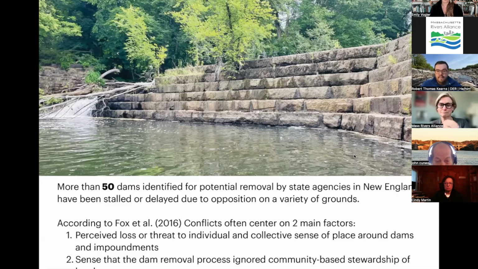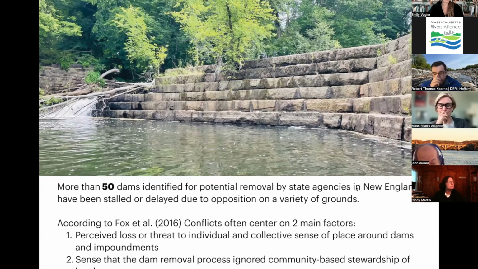And in the article, they go on to elaborate on what they perceived as the major conflicts. The first being a perceived loss or threat to individual and collective sense of place around the dams and impoundments. And the second being the sense that the dam removal process itself ignored community-based stewardship of local resources. And to me, both of those were extremely important in terms of where and how we think about community decision-making around water resources.